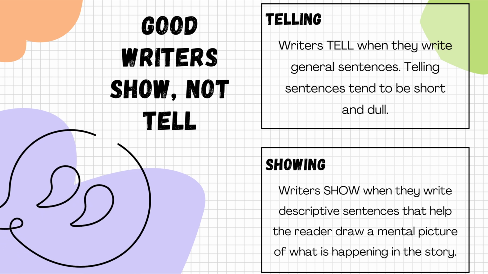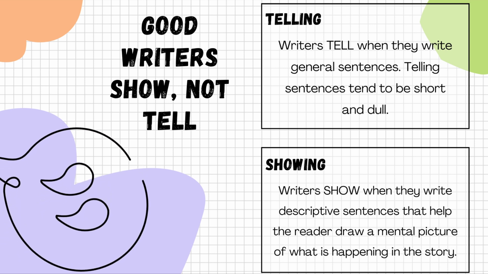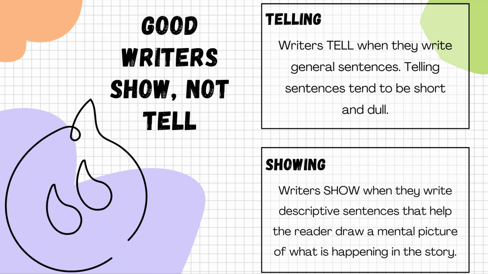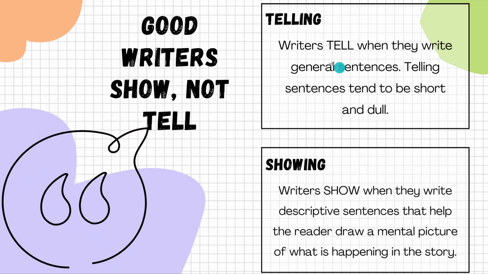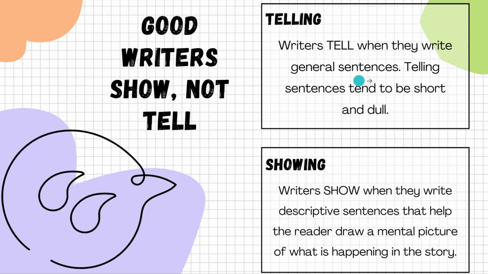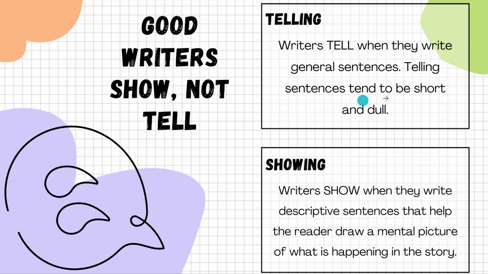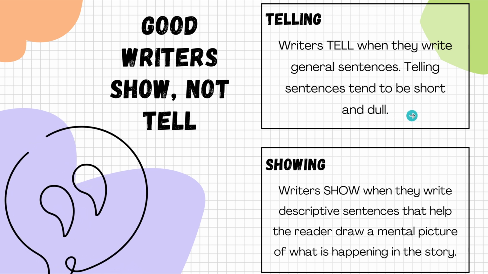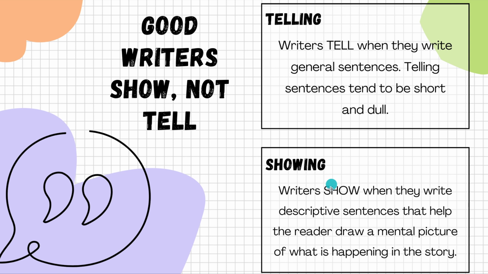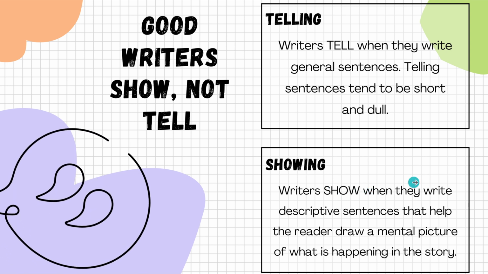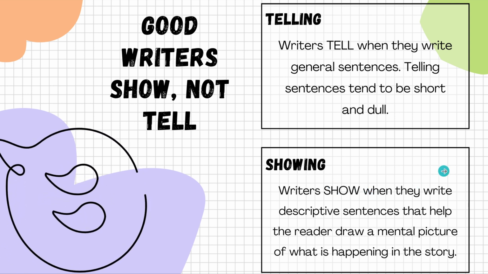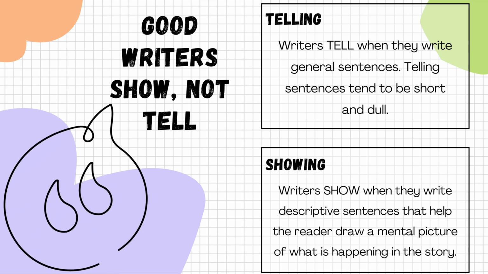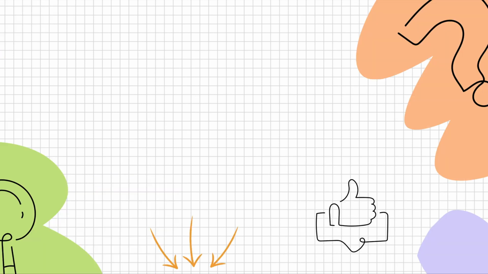Good writers show, not tell. You don't want to keep telling your reader things. You want to keep them guessing. You want them to be interested. So writers tell when they write general sentences. Telling sentences tend to be short and dull, just like we saw in the example on the previous slide. But writers show when they write descriptive sentences that help the reader draw a mental picture of what's happening in the story. It really helps the reader picture what's going on.